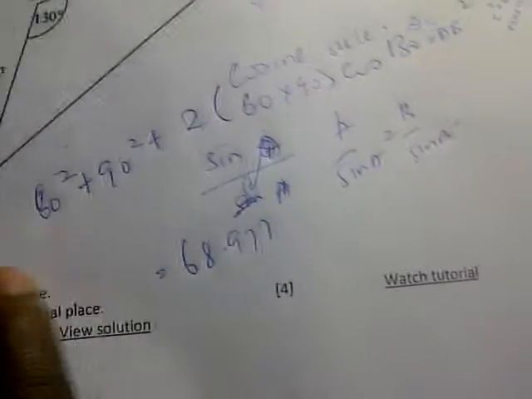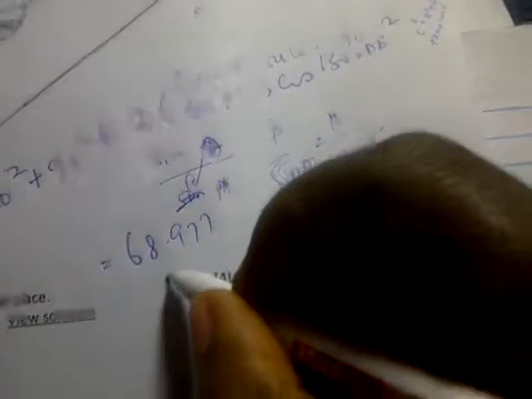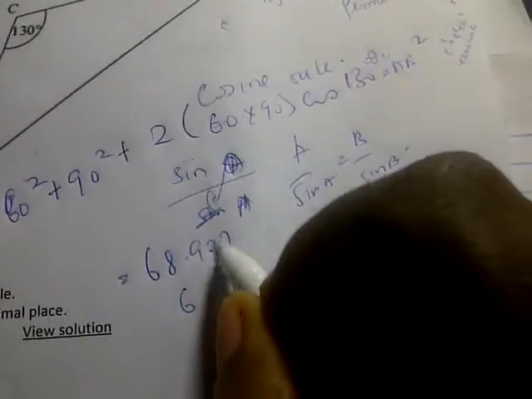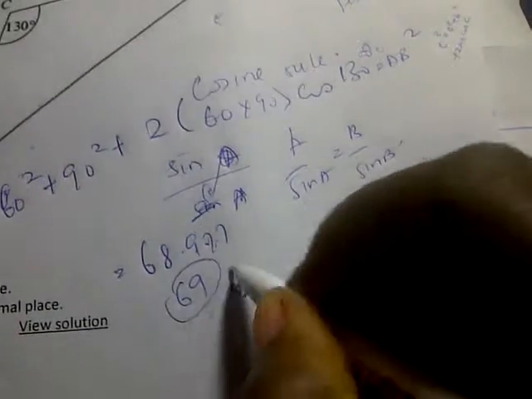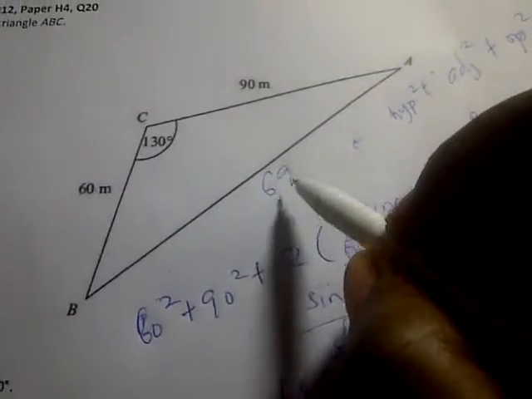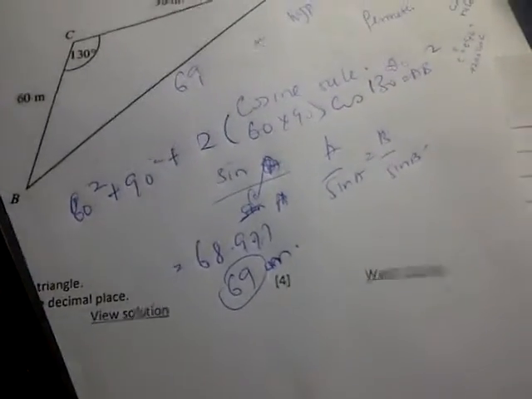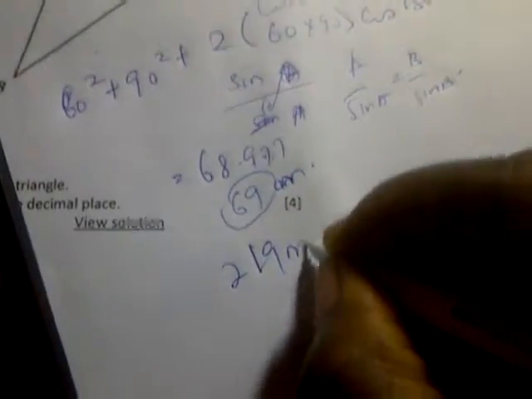you have that the square root should be equal to 68.977. Now we're told to correct to one decimal place. Corrected to one decimal place, this one is more than 5, so we add 1, so it's going to be 69 meters. Now the perimeter will be this plus this plus this, so we have 69 plus 90 plus 60 is going to give us 219 meters.